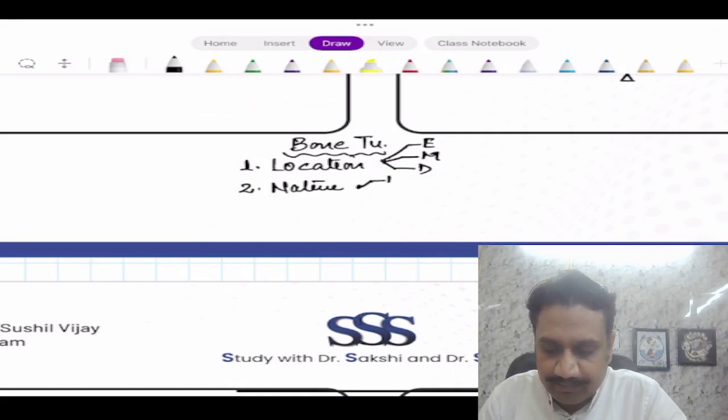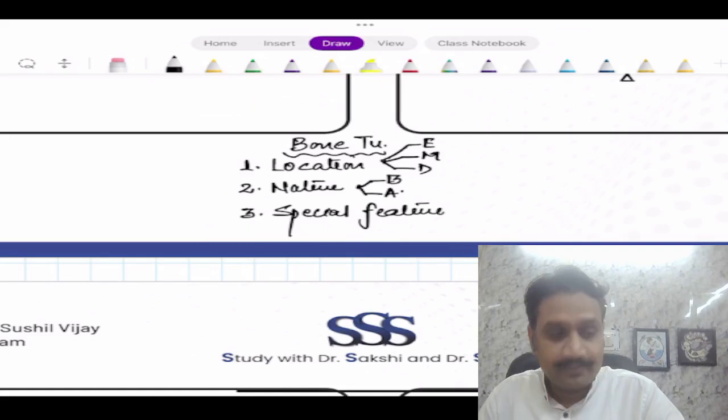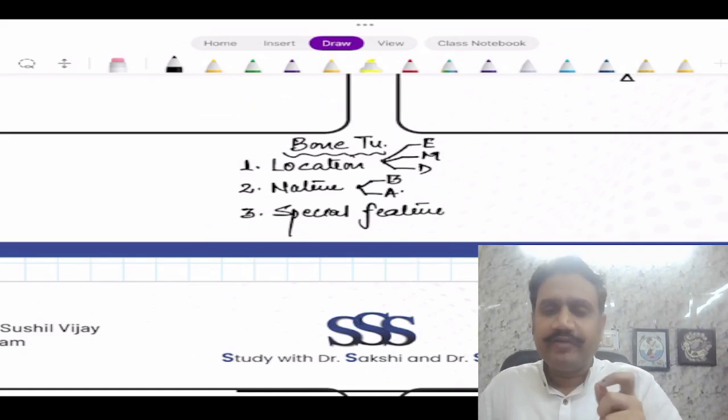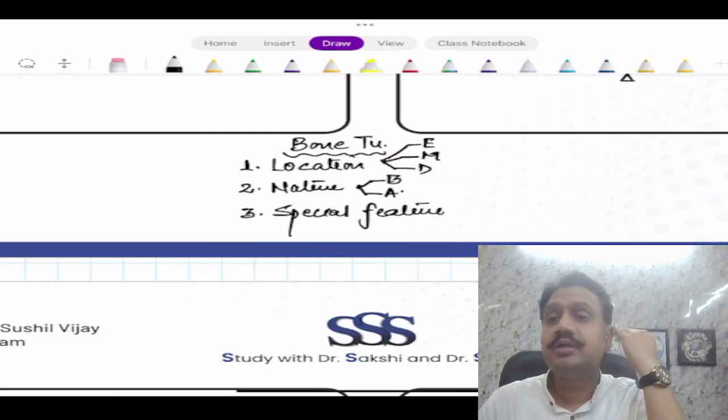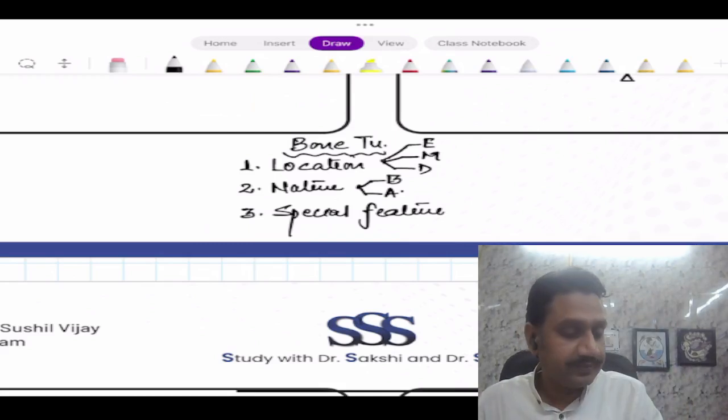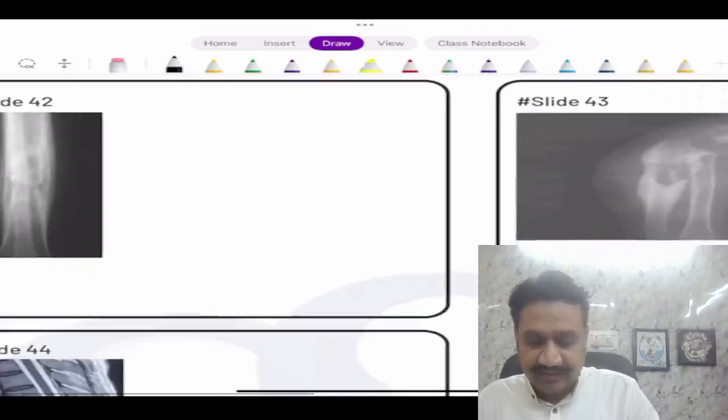Nature means whether it is a benign lesion or an aggressive lesion. And the third point will always be to look for the special feature. Special feature means something which is unique for that particular lesion or tumor, right? That has to be very, very clear to all of us. All right, perfect. Let's see the next one.